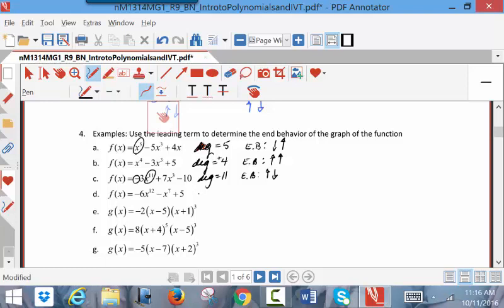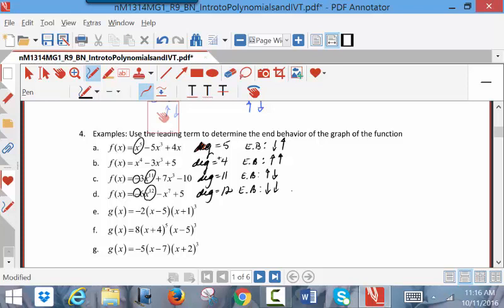Okay, the next example, what is the degree on part D? 12. That's a big old even degree polynomial, but it's a negative even degree polynomial. So think of x squared, your even degree polynomial, reflected over the x-axis. It will have an end behavior of down, down. Okay, so now E, F, and G, these are in factored form.